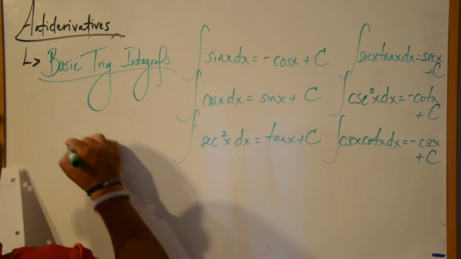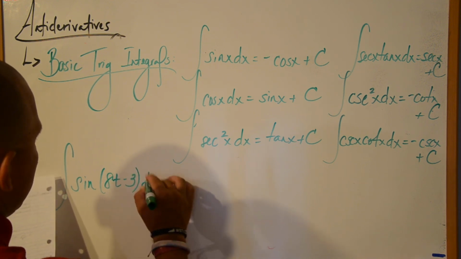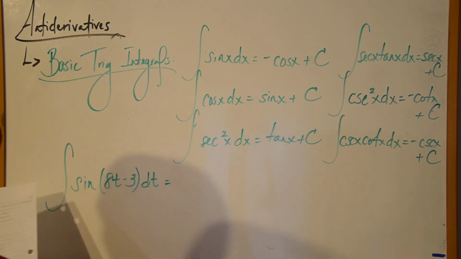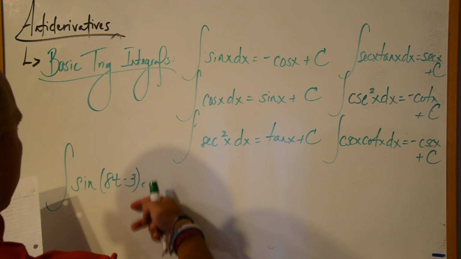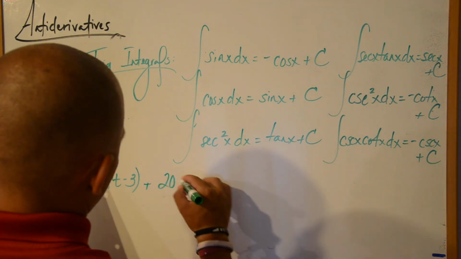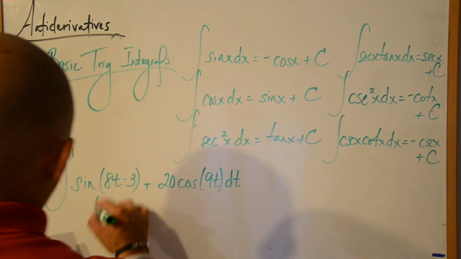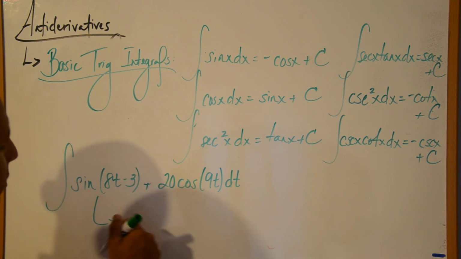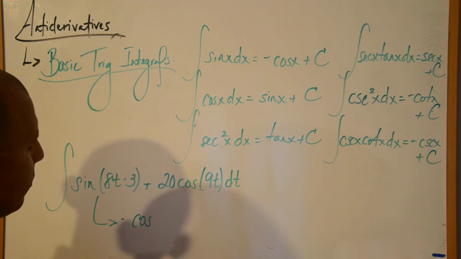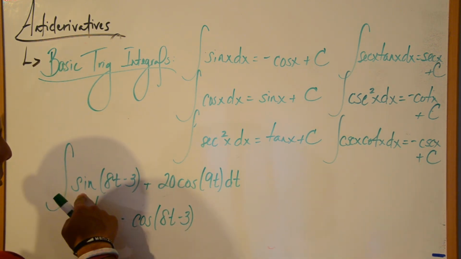And we can do the practice problem with the integral of sine of 8t minus 3 dt. Okay, we have a little bit of complexity here. Plus 20 cosine of 9t dt. Right, so if I were to reverse engineer this, I'm asking myself, well, what function when I derive will give me sine? That's easy, negative cosine.